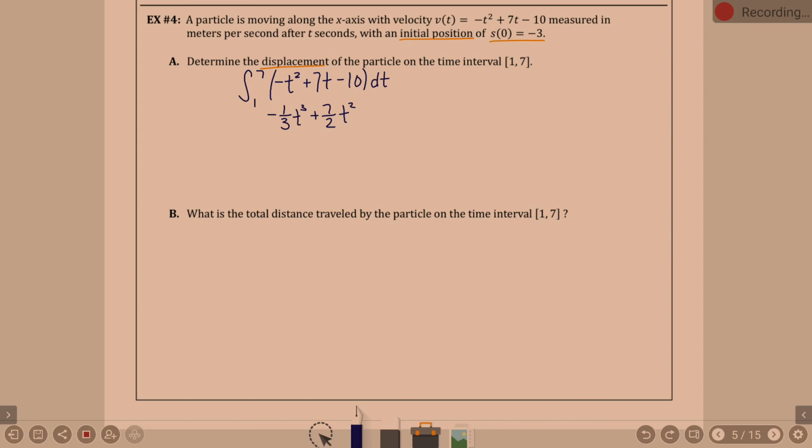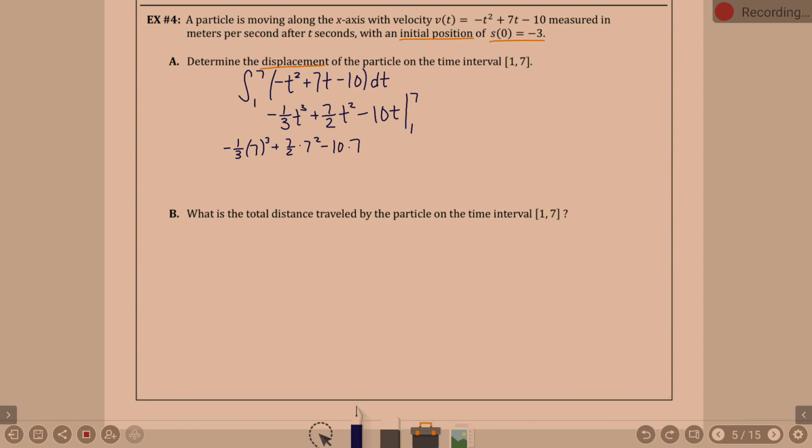Sorry, that was me checking to see if I copied the sign wrong or if you said the sign wrong. Evaluated from 1 to 7. Okay, let's do some math. We're going to start by putting in the 7. So negative 1/3 times 7 cubed plus 7/2 times 7 squared minus 10 times 7.